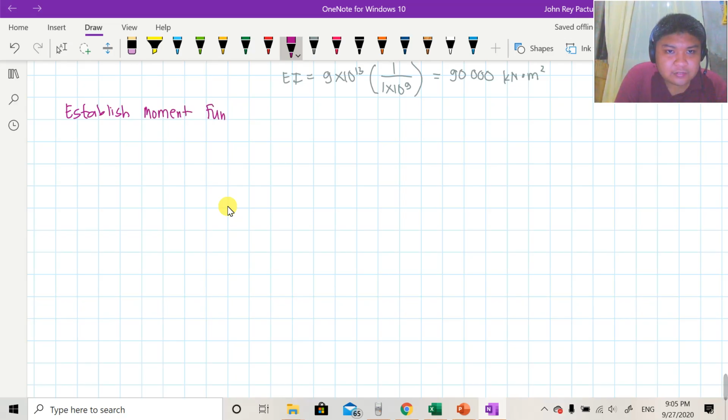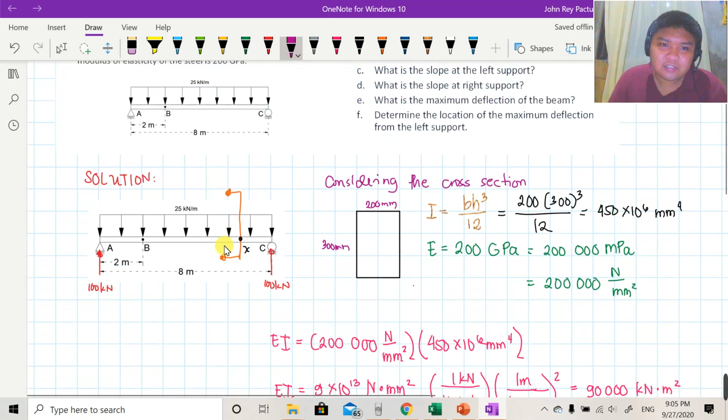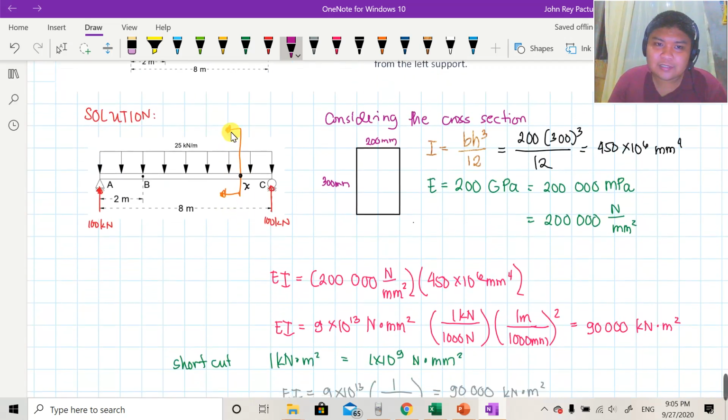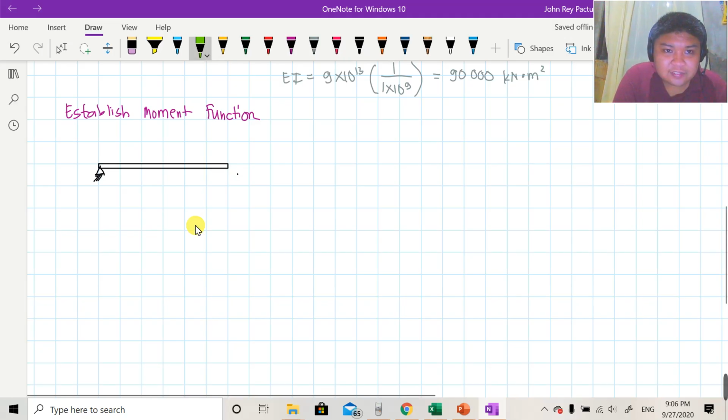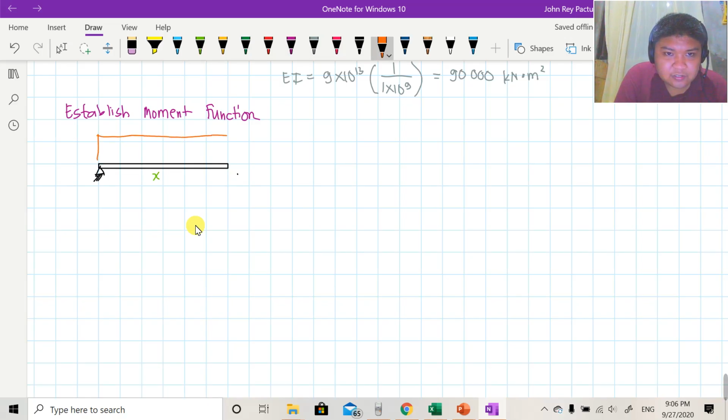So how do we do that? Look at the beam. Actually, I already placed a cutting plane or cutting line here. And of course, always choose the left part, if you remember our shear and moment function in the last discussion in chapter 4. That is what we will do. We will just derive the shear and moment function of the beam here. Actually, the shear function is not included, only the moment function. Here is the support, and the distance is x, right? Then our load is 25 kilonewton.